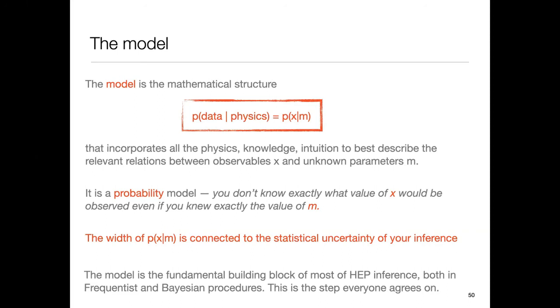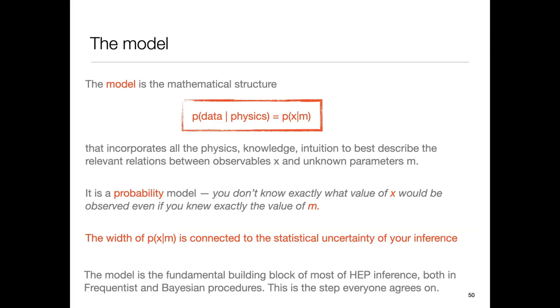So even if someone tells you that the mass of the Higgs is 125 GeV with absolute certainty, no uncertainty, still, when you look at your quantities X, which might be the invariant mass of the decay products, you will have a distribution of them. Okay? So you do not know exactly the value of X, even if you knew exactly the value of M. It's a probability model. And the width of this is connected to the statistical uncertainty of your inference.